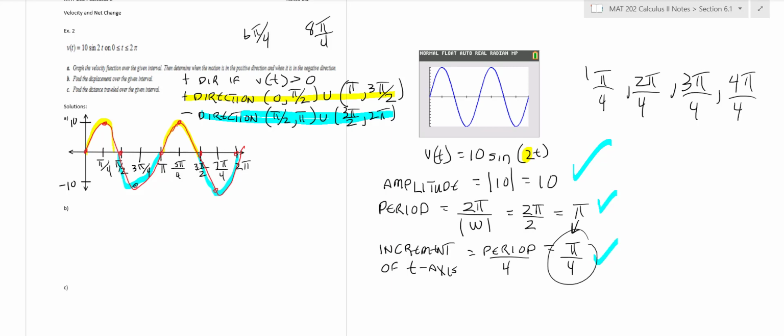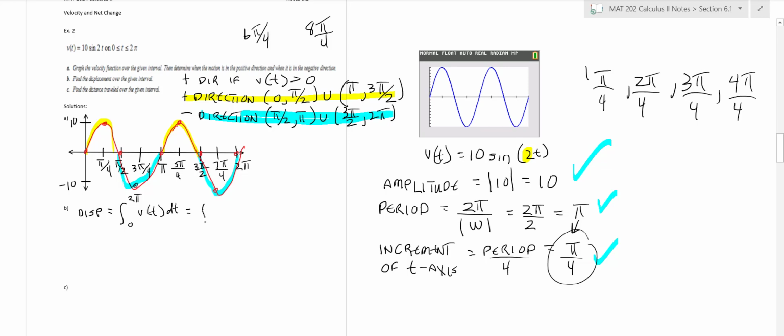Next thing we're going to do is find the displacement over the given interval. We know the displacement would be the integral all the way from 0 to 2 pi of v of t dt.